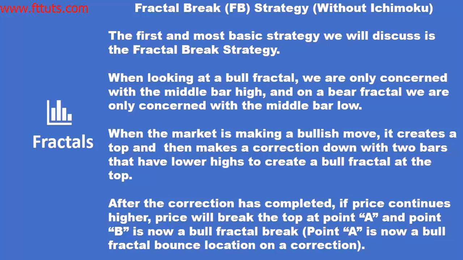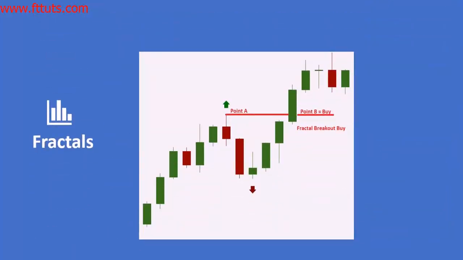So we'll look at this. So here's point A. So point A is created, that's the fractal. The market goes down, makes a new fractal, and then point B violates point A. Alright, and that's where your buy order is. That's a fractal breakout buy.